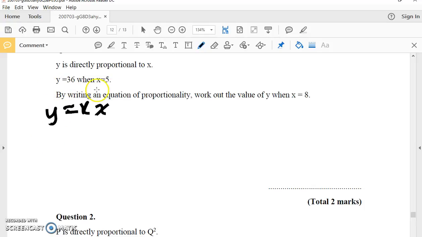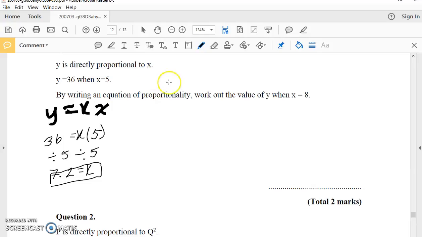So with this one I have an x and y. So I know that 36 equals k, whatever that value is, times 5. So again, I'm just going to solve it algebraically. I'm going to divide both sides by 5, and my k value ends up being 7.2, so k equals 7.2.